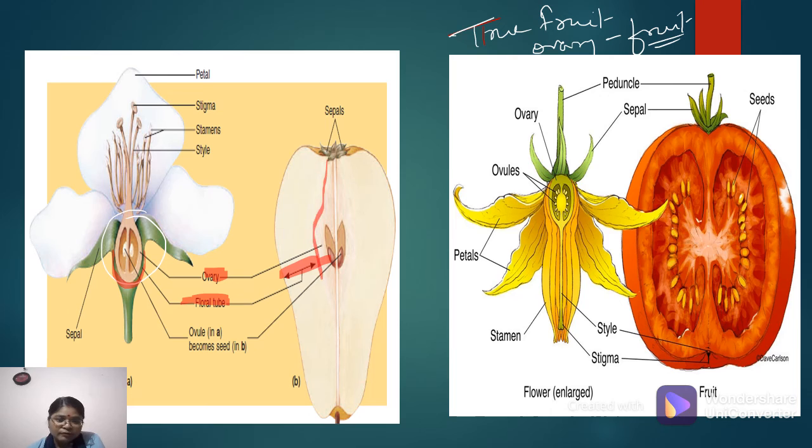You can see here, if you can make out, the part that we remove along with the seed, which is a little bit cut, that is basically your ovary. Okay, so you can see here in this diagram, and this is your seed.